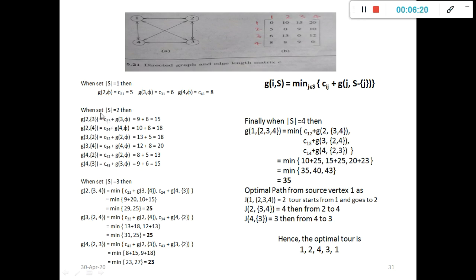Next you have to consider when the set S is equal to 2. Now you have to make a decision based on two vertices, the two places the salesperson has visited. First check, with the vertices in the graph, the cost of 2 comma 3 equals the cost of 2 to 3 plus the cost of 3 to 1. Here we are applying this formula to get the minimum cost of the salesperson visiting from one vertex to another, by using this graph and this formula.